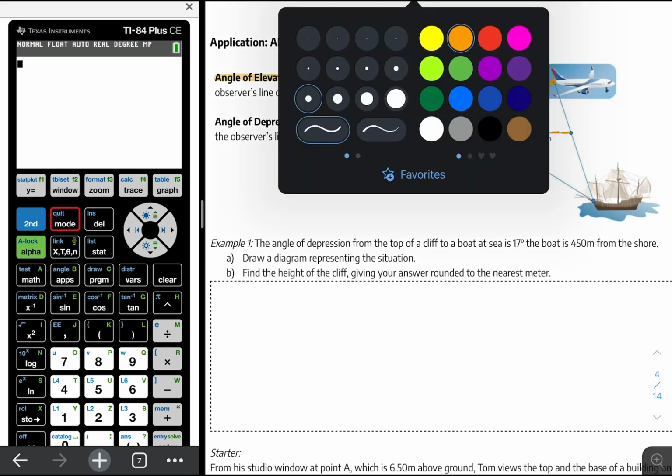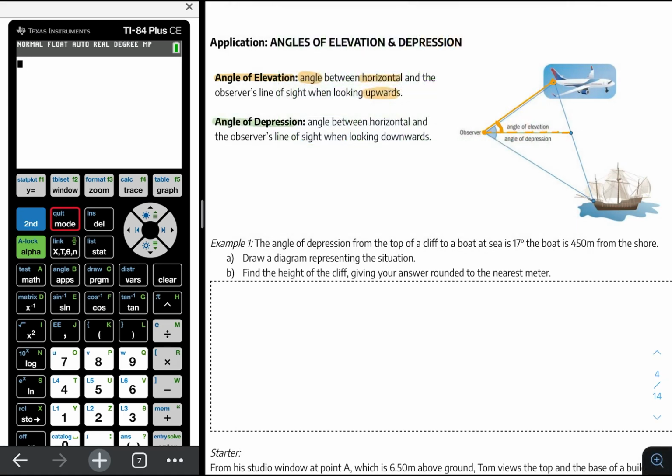And for the angle of depression, very similar, however, this time you are looking downwards. So starting from the horizontal, looking downwards, this is the angle created by, for example, the observer. You're still looking straight ahead, and this time you would be looking down, let's say towards a boat, and this angle created by the horizontal and the line of sight looking down would be called the angle of depression. Let's do an example of this.